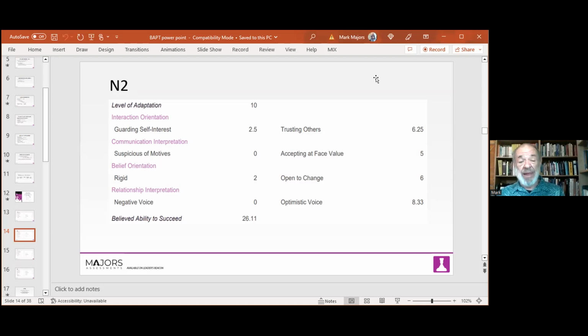So her believed ability to succeed, that self-efficacy of success, is incredibly high. That 26 is very high. And talking with Nancy, she's just able to make anything happen. She doesn't see problems. She just goes straight forward and bypasses everything, and just a wonderful individual.